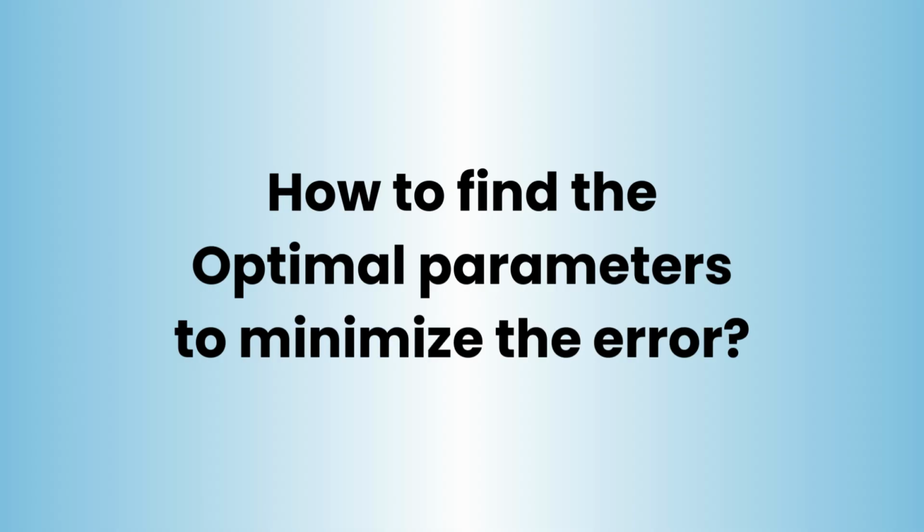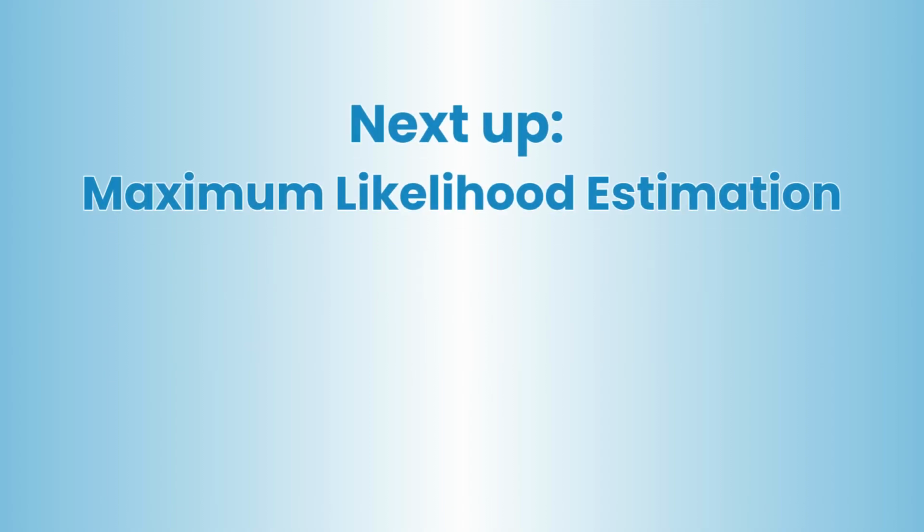But the question of how to find the perfect bell curve for our data and how we use this for training still remains. This can be achieved by using a technique called maximum likelihood estimation. It is the engine behind various machine learning models from logistic regression to neural networks. And this is what we are going to decode in the next video.